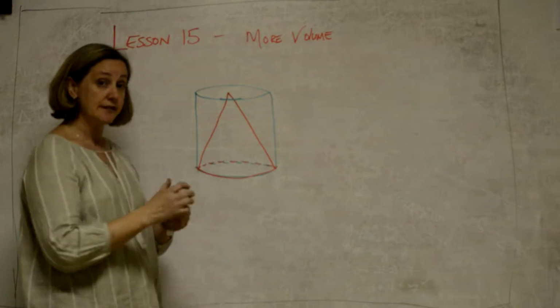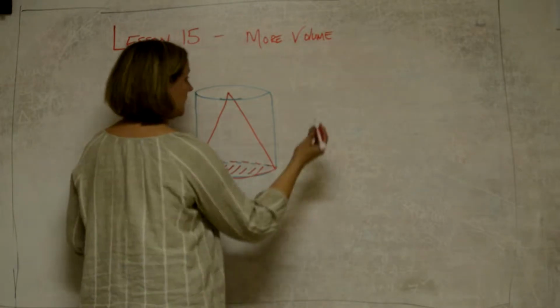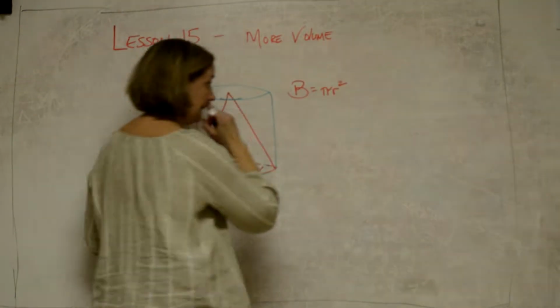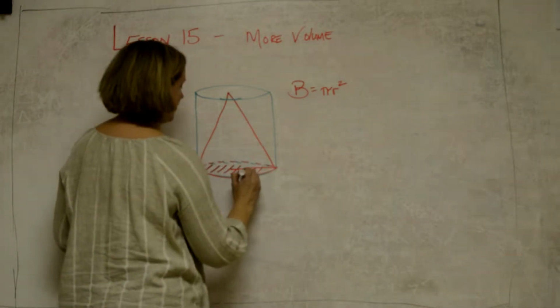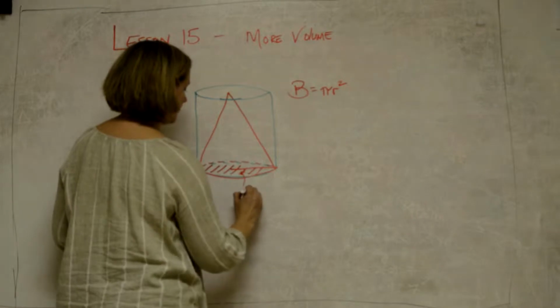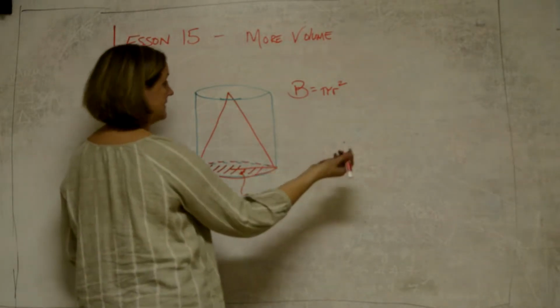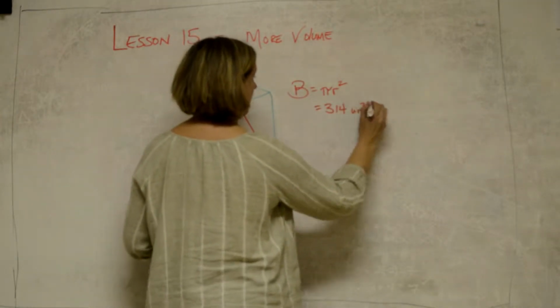My base is still a circle, right? Here's my base. My base is a circle, okay? So my base is still pi times the radius squared, right? So let's say we'll still leave our radius as 10 because that worked out so well last time. So my base is still going to be 314 units squared.